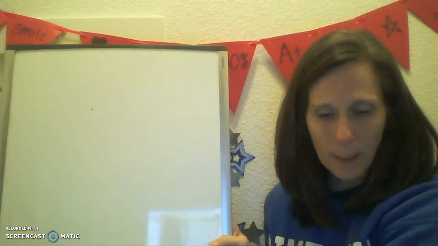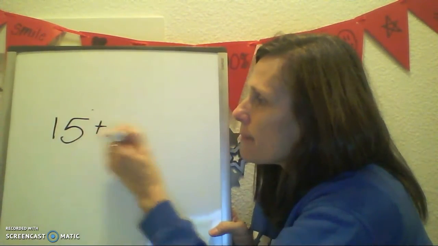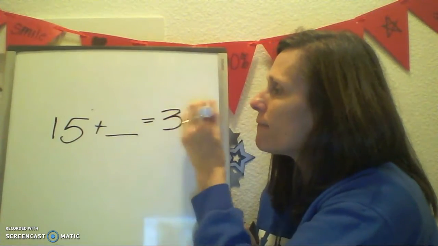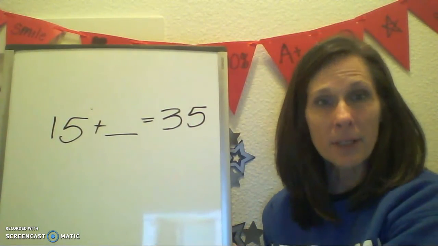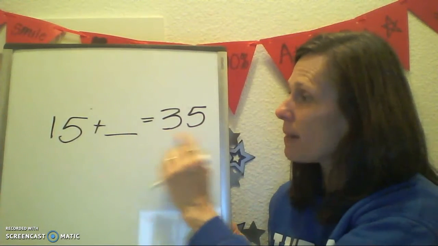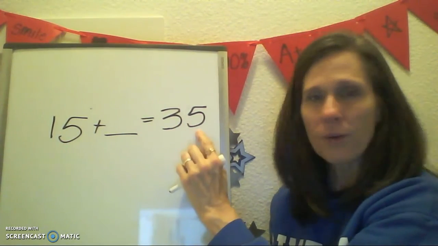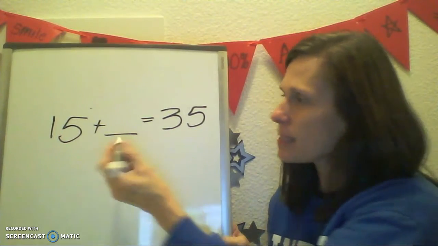Let's do another one. Okay, let's try, how about 15 plus something equals 35? Okay, well, I'm going to do a turnaround fact or a fact family equation, right? I'm going to take my highest number out of the 2, which one's higher, the 15 or the 35? Well, the 35 is, that's my sum.